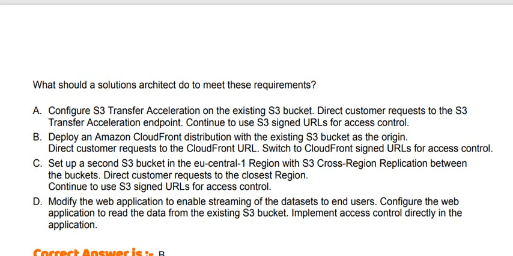Option B. Deploy an Amazon CloudFront distribution with the existing S3 bucket as the origin. Direct customer requests to the CloudFront URL. Switch to CloudFront signed URLs for access control. Option C. Set up a second S3 bucket in the EU Central 1 region with S3 cross-region replication between the buckets. Direct customer requests to the closest region. Continue to use S3 signed URLs for access control.